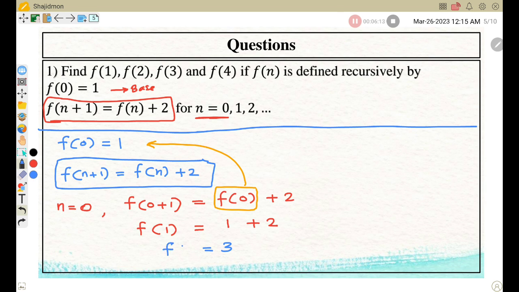So 1 plus 2 equals 3. So f of 1, what is f of 1? Equal to 3. So from the recursive step we got the first value, f of 1 equals 3. Now from the same step I want to find what is f of 2, what is f of 3, what is f of 4.